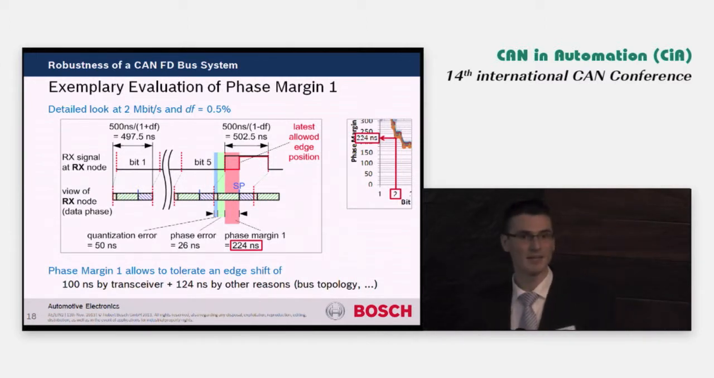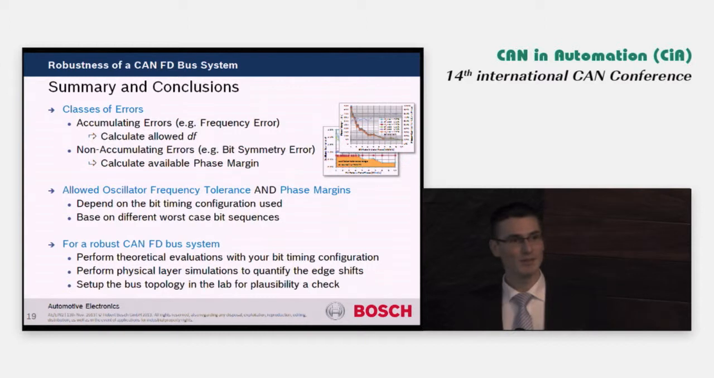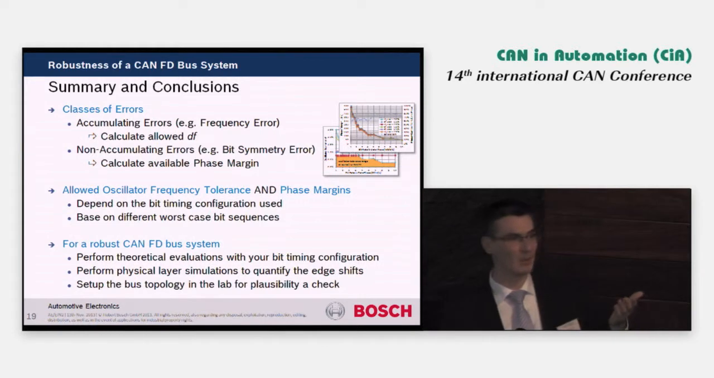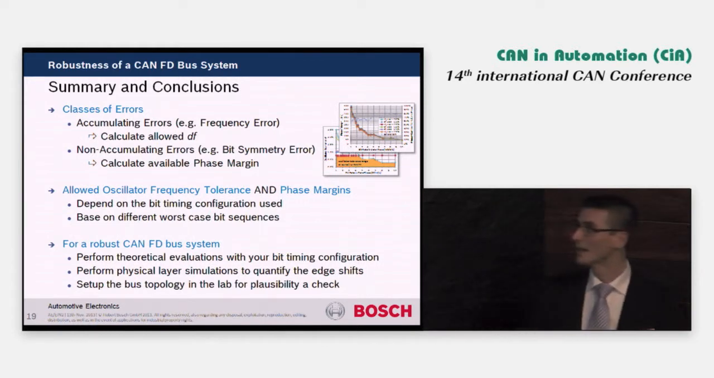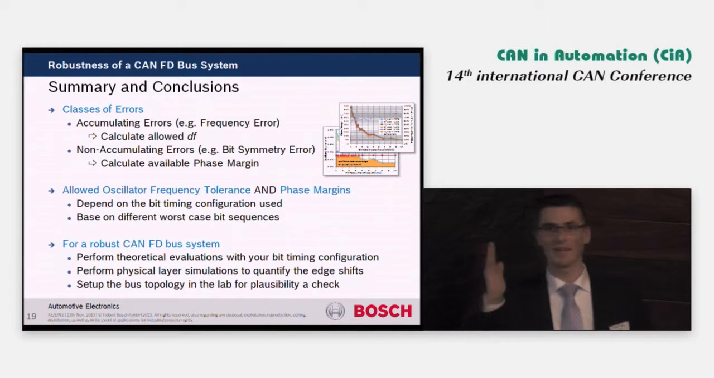This was my last content slide, and I come now to the summary and to the conclusions. We saw we have two classes of errors: the accumulating errors and the non-accumulating errors. To account for the accumulating errors, we have to calculate the allowed DF, the allowed tolerance of the oscillator in CAN FD. When we know this value, we can use oscillators with a lower tolerance, and then we are safe. For the non-accumulating errors, we have to calculate the phase margin. And the phase margin is a measure for the allowed shift of the edges.